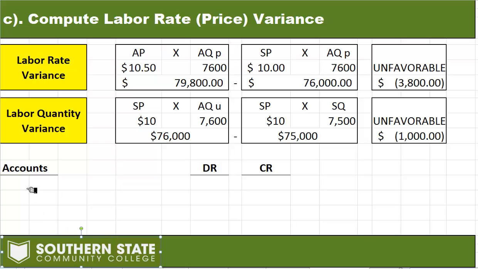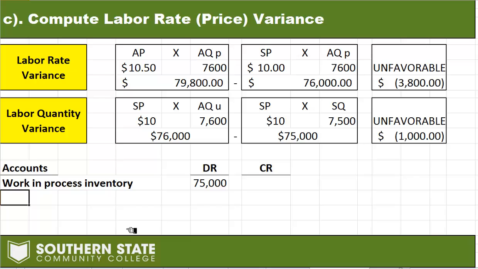How would we journalize that? So I've got that same information up here. I've just copied it over. Again, all the numbers we need are going to come from our problem that we just calculated here. So we'll have work in process inventory for our standard amount, 75,000, comes from right there.